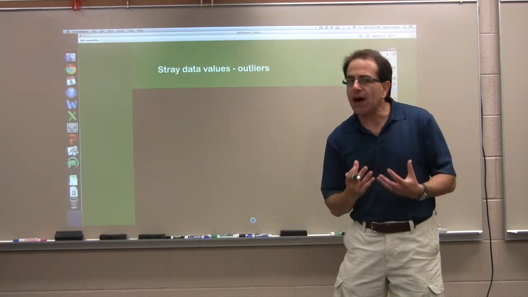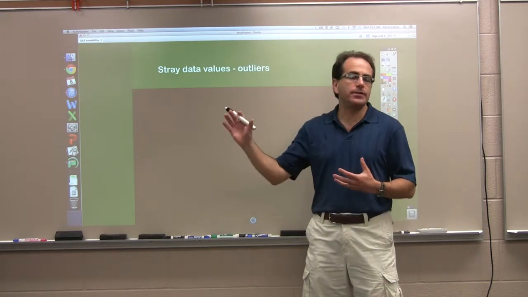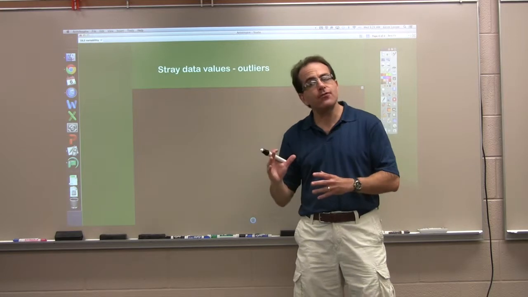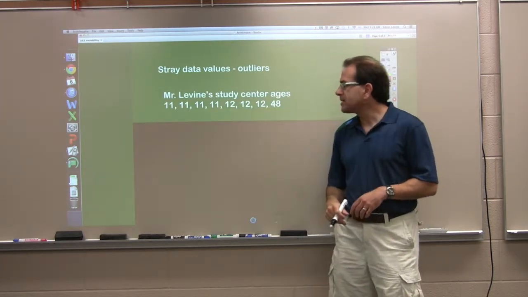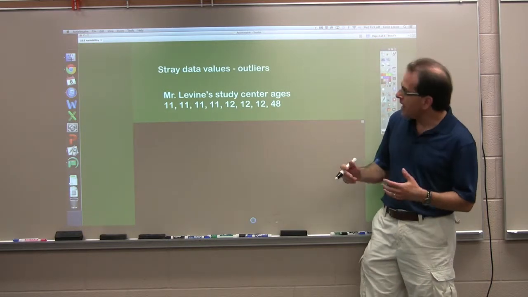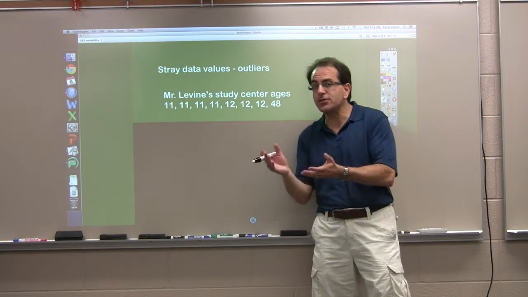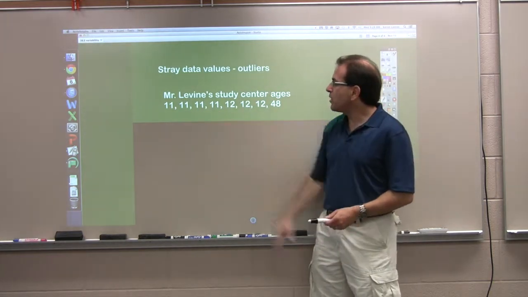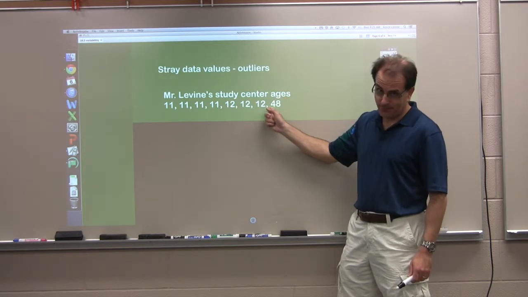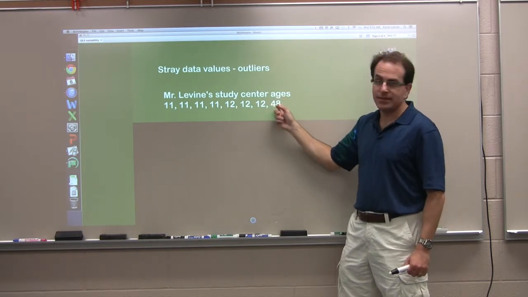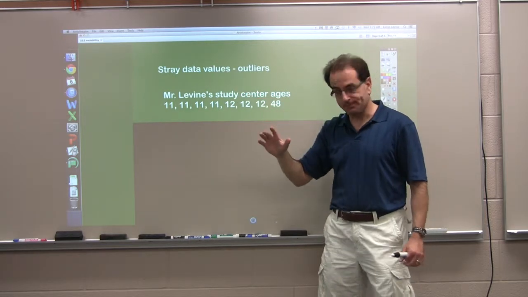And last, we want to talk today about what are called stray data values, probably more commonly referred to as outliers. You have data that is way different. And again, this is relative, but way different from the rest of your data. Let's take a look at an example. In my study center, let's say I've got 8 people, including myself in that class, and we collect the ages. And we find that 4 of them are 11 years old, 3 of them are 12, and then there's me. Okay? Clearly, I am way out there. Very different than everybody else.